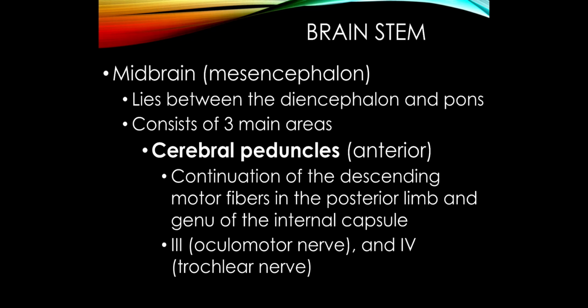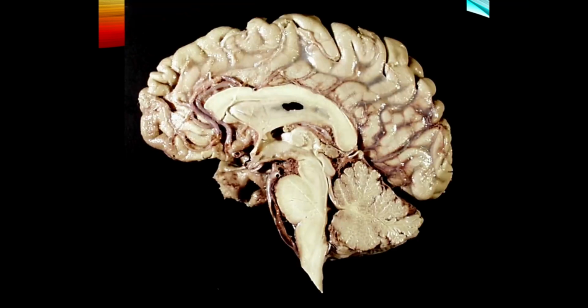So the midbrain, recall, is equivalent with the mesencephalon. It lies between the diencephalon, which is above, and the pons, which is below. And so we first have these cerebral peduncles, which are in this kind of anterior lateral portion of the brainstem. This is a continuation of the pathway that we talked about in the posterior limb of the internal capsule, and that is the corticospinal tract.